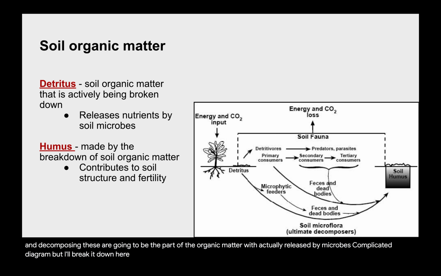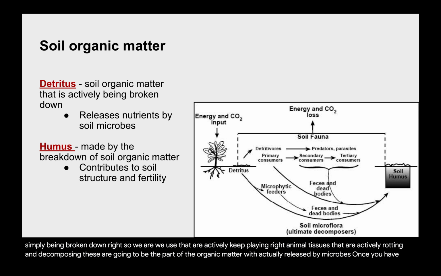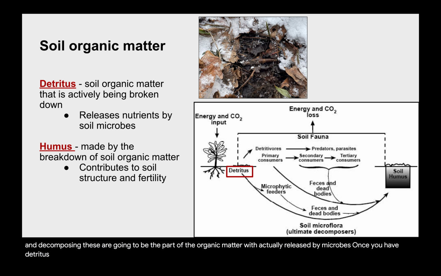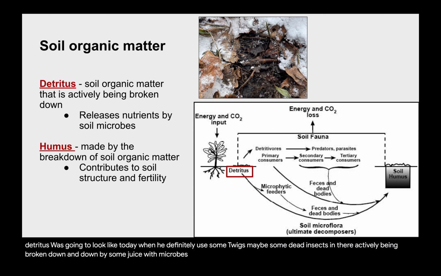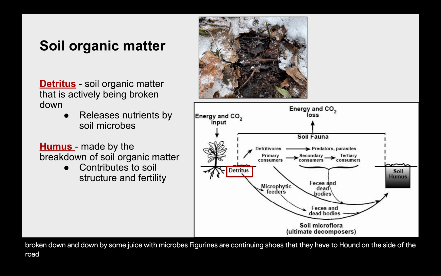I have this diagram, which looks complicated, but I'll break it down here. Once we have detritus, in winter this is probably most commonly what it's going to look like: a bunch of dead leaves, some twigs, maybe some dead insects in there, actively being broken down by these consumers, these microbes. Maybe different predators are consuming some tissues they have found on the side of the road. Anything that is actively being broken down would be detritus.